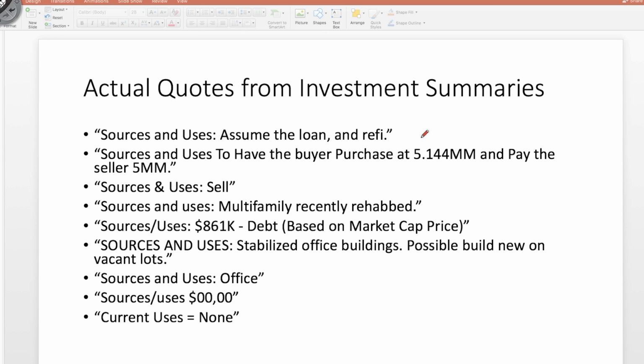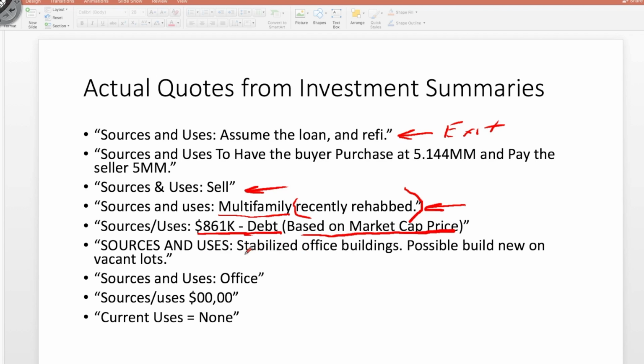Let's take a look. Assume the loan and refi. That might be classified as an exit strategy, as opposed to sources and uses. Same with this one, sell, even though it's a very simplified version. Multifamily recently rehabbed. That might be considered multifamily is the asset class or the asset type. Recently rehabbed is a qualifier, but it's certainly not sources and uses. This one here gets kind of close. It talks about $861K in debt, which is as close as I've seen recently to an actual sources and uses. And then they go on to qualify that it's based on market cap price.